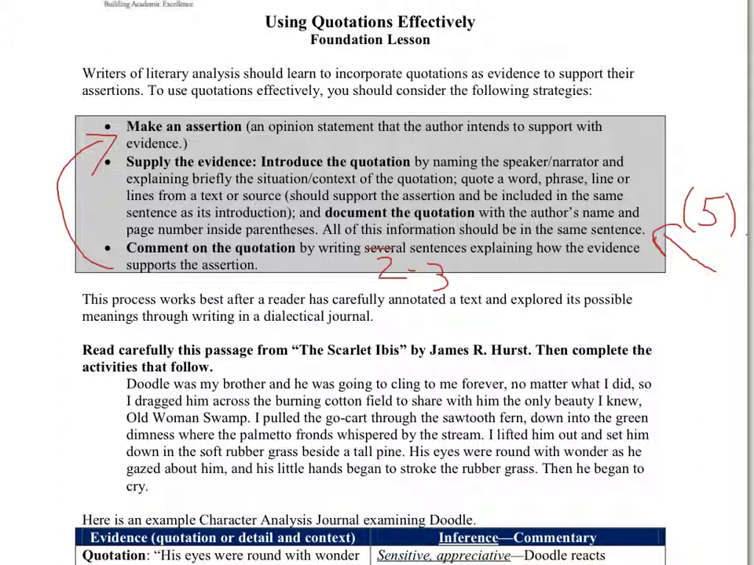Okay, we're going to do some practice with an excerpt from The Scarlet Ibis. This is a short story by James R. Hurst. We won't be reading the entire short story, just some bits and pieces, and I will try to fill in the blanks with some things about the story that you might not know. Beginning with an ibis. An ibis is a bird, and scarlet indicates that the bird is a bright colored red.